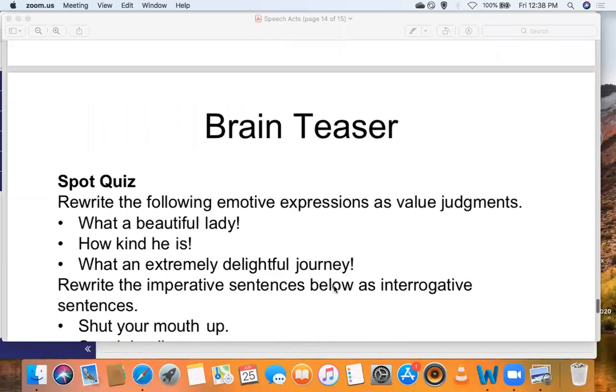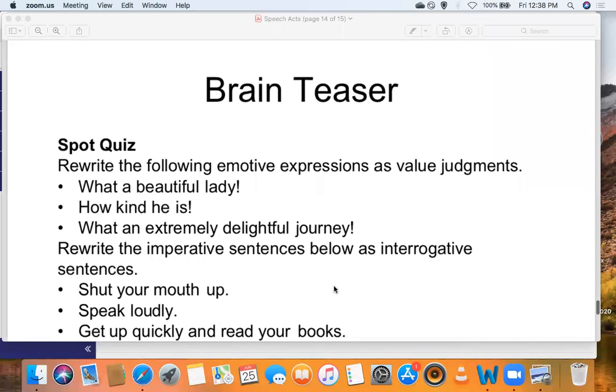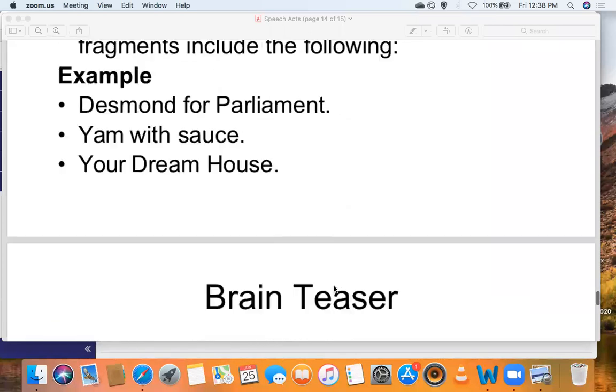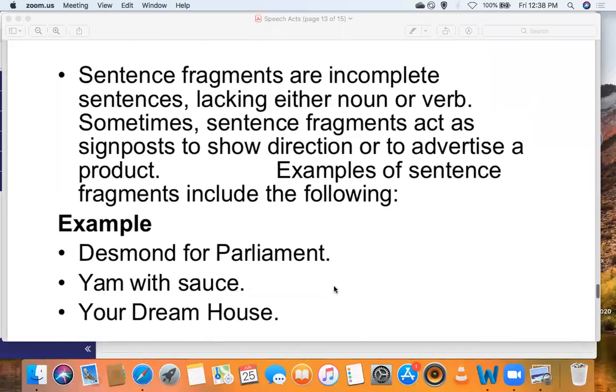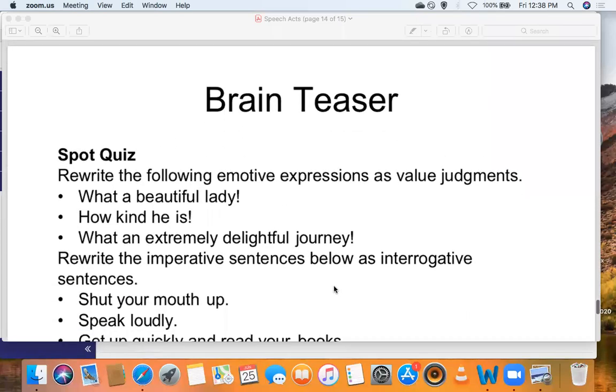Okay, so with sentence fragments, we are done. Let's do some brief exercises. These are the different speech acts we are going to be working with in this semester's training on reasoning processes. Now, for a little exercise, rewrite the following emotive expressions as value judgments. So convert these emotive expressions into value judgments. Now, the emotive expression, what a beautiful lady, convert it into a value judgment.